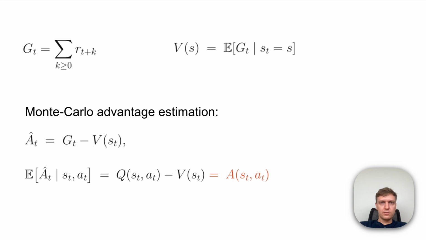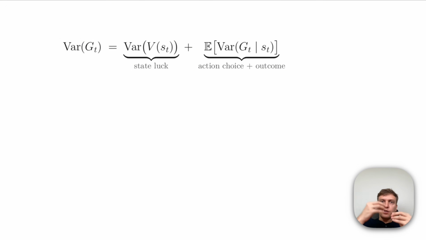And now let's discuss what do we even get from subtracting this value function from return. Why don't we just optimize return itself? The return that we measure in one particular rollout has some variance. It has this noise. This variance can be decomposed into two parts. Part number one is some variance that depends on the value function. It depends on the goodness of the current state.